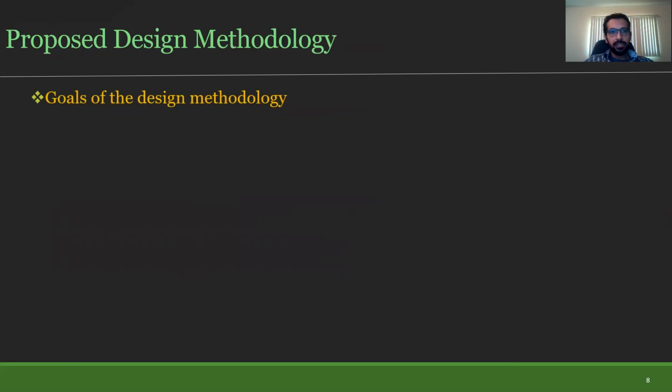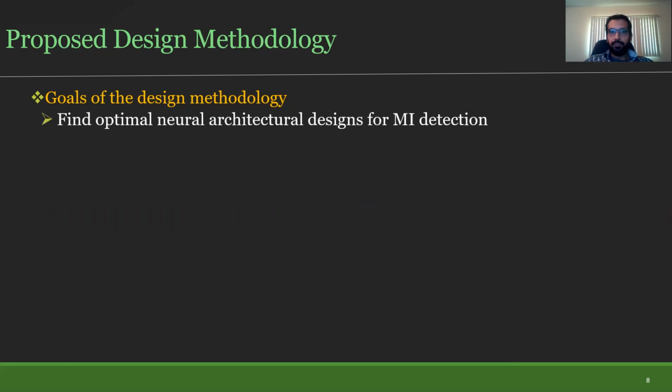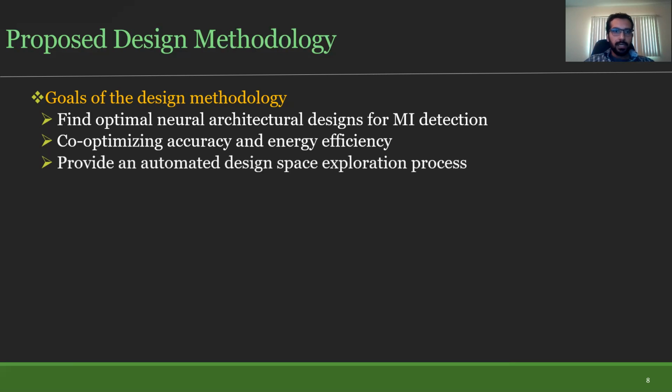So for the proposed design methodology, the goal is to find optimal neural architectures or convolutional neural networks for MI detection. This is done through co-optimizing the accuracy and energy efficiency and by providing an automated design space exploration process.